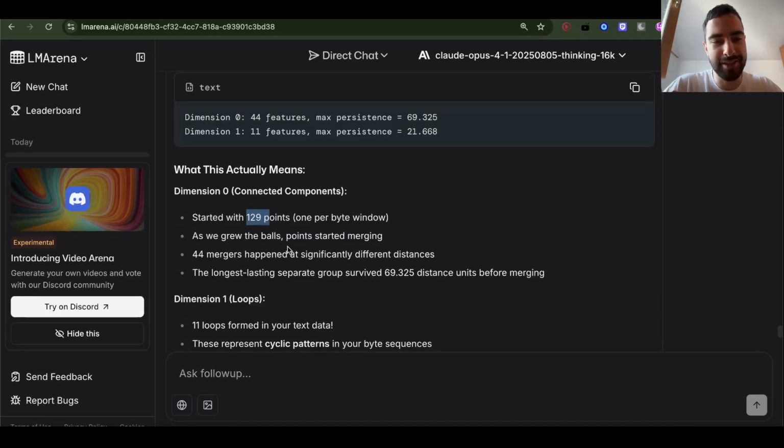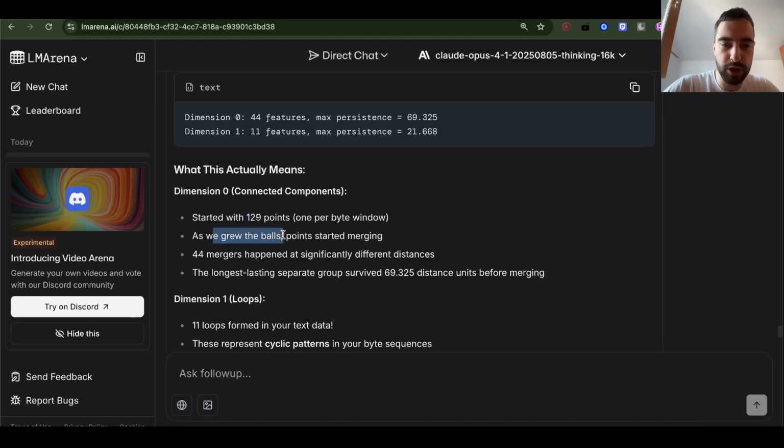I understand. So each window has 4 bytes, and we can take those 4 bytes as dimensions, so it's a dot in a space with 4 coordinates, that one window. And there are 129 windows, so 129 dots in space.